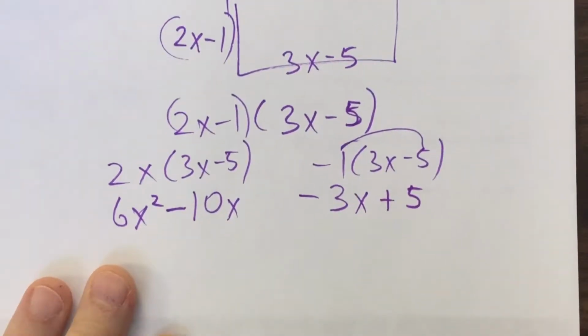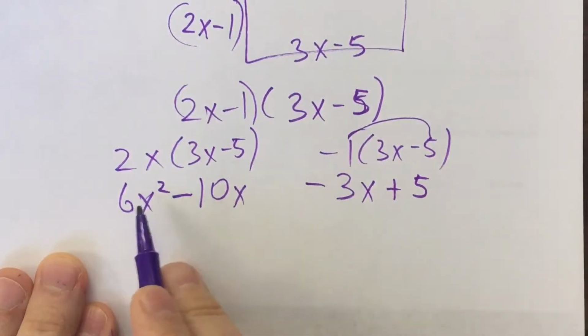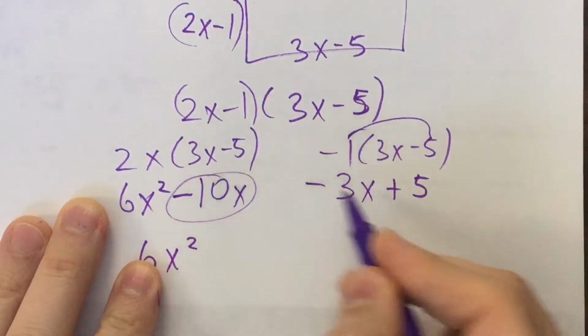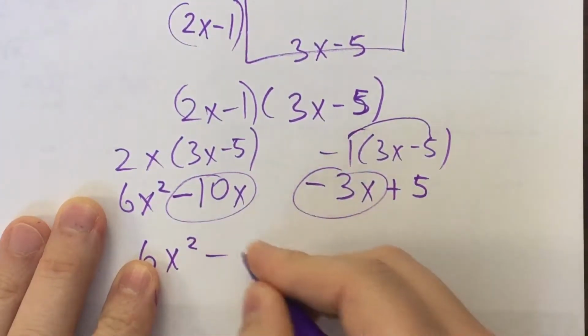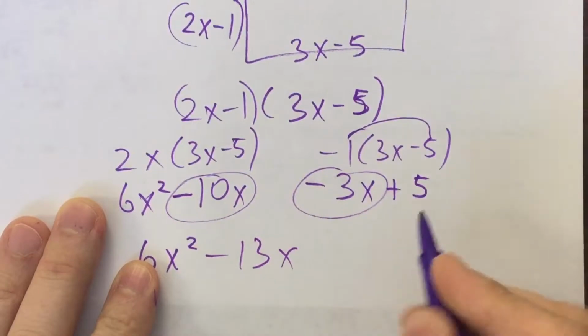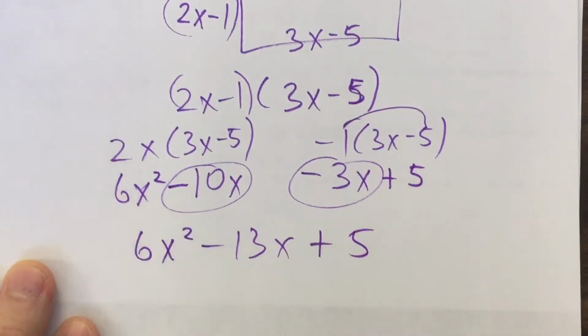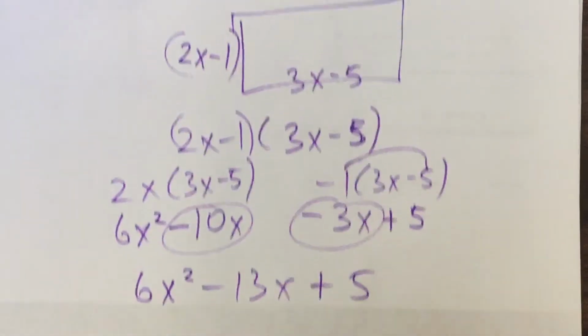All right, take a look for like terms to combine. This guy's all by himself. He's going to be part of the answer. These guys are like terms. They're both negative, so I add them. I get negative 13x. This guy's by himself. He's on the end. 6x squared minus 13x plus 5 is my answer to number 40.